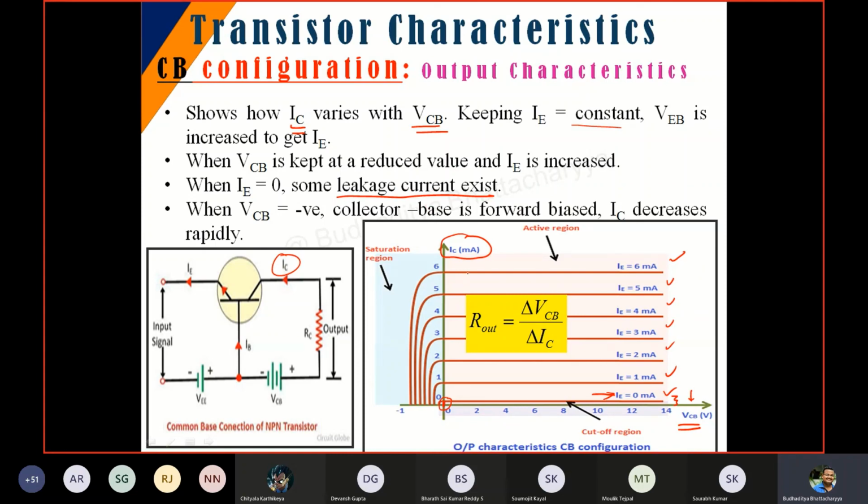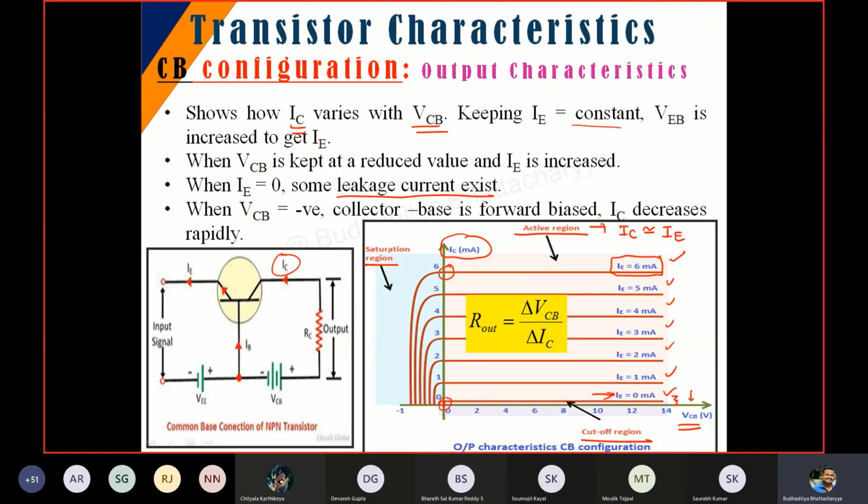Another second part is that you can observe that there are three specific regions that we are defining: one is called the active region, one is called the cutoff region, and the other one is called the saturation region. Active region is a region in which the IE value is 6 milliamps and your IC value is almost the same. So it is a region where the collector current is almost equivalent to the emitter current. It's basically a constant current that is going through.